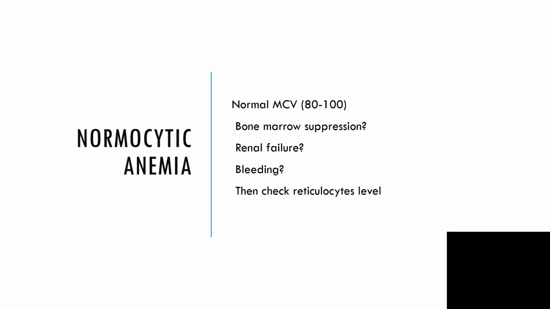It's possible there's anemia and the MCV will be within the normal range of 80 to 100 femtoliters. If that is the case, we need to suspect bone marrow suppression. Or is there any renal failure going on here? Because erythropoietin is produced by the kidney. And is there any ongoing bleeding that has occurred or is even known? Then we check the reticulocyte level. That will give a clue.